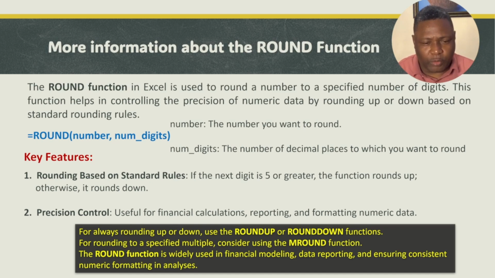So the syntax is equals ROUND, then the number and the number of digits. The number talks about whichever value you want to round, and the number of digits talks about the decimal places you want to round to. The key feature here is rounding based on standard rules. If the next digit is 5 or greater, the function rounds up. Otherwise, it rounds down. Right, so let's go to the Excel sheet and see how this is done.